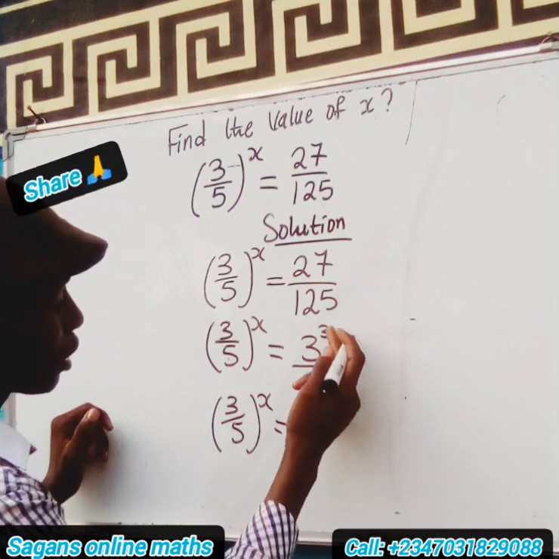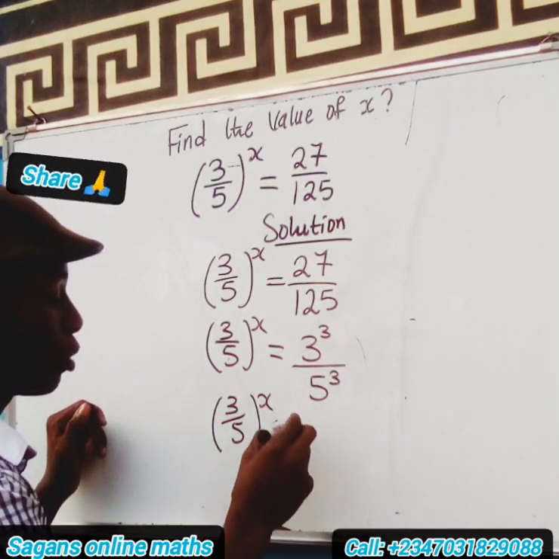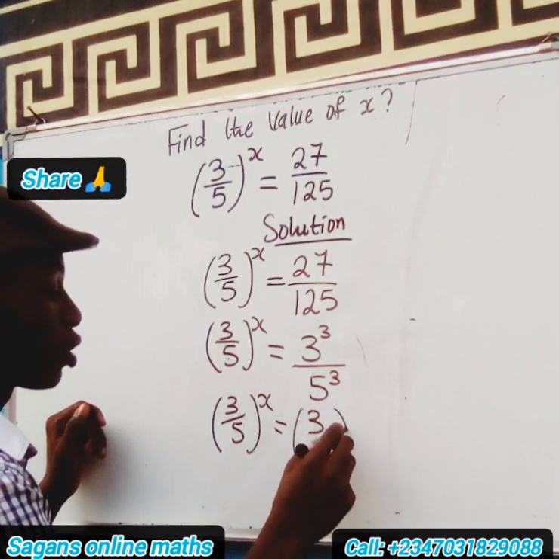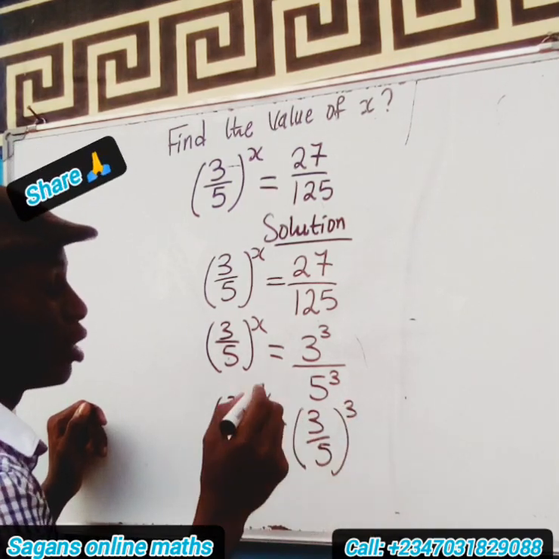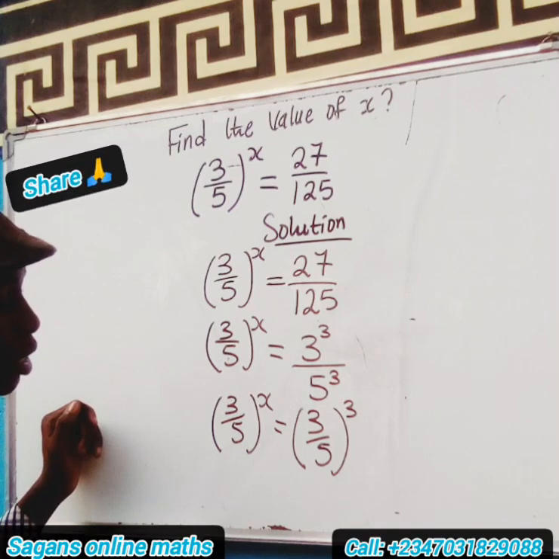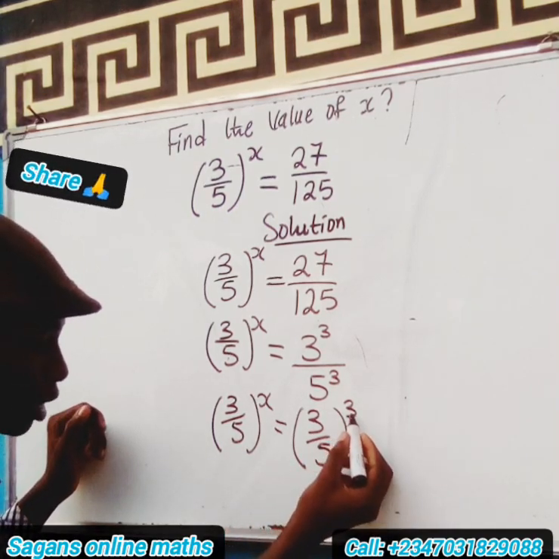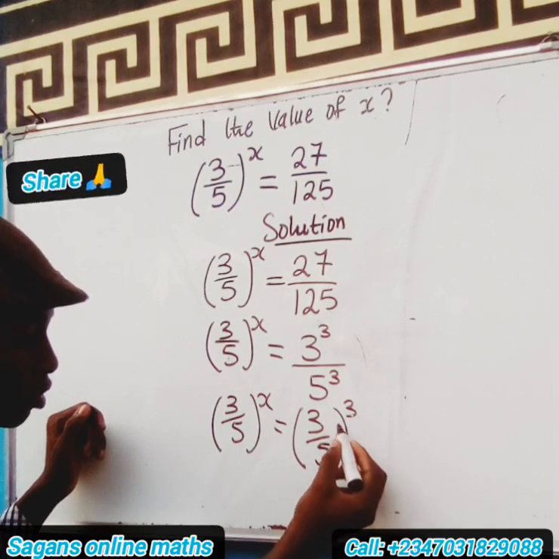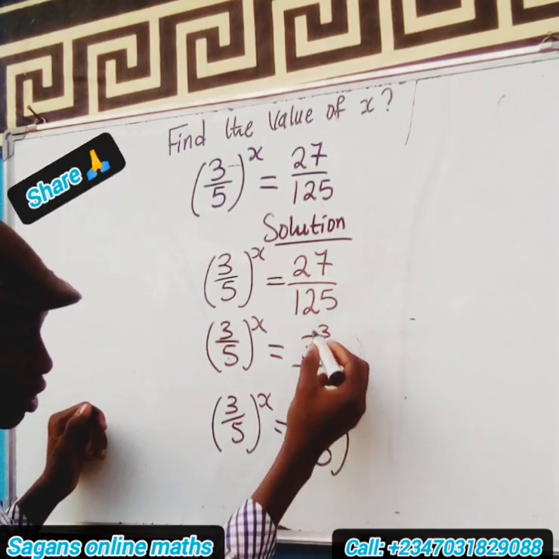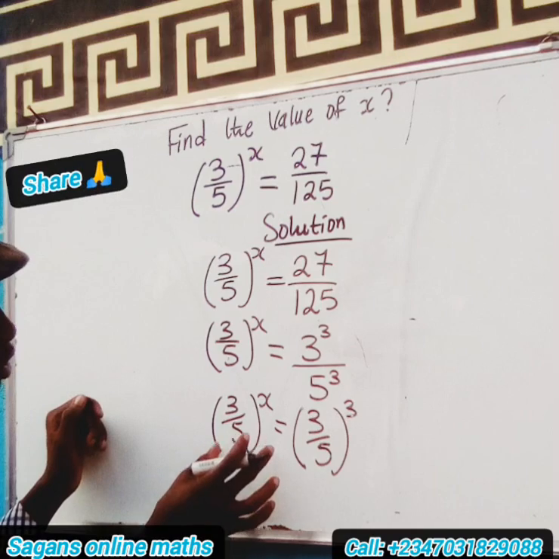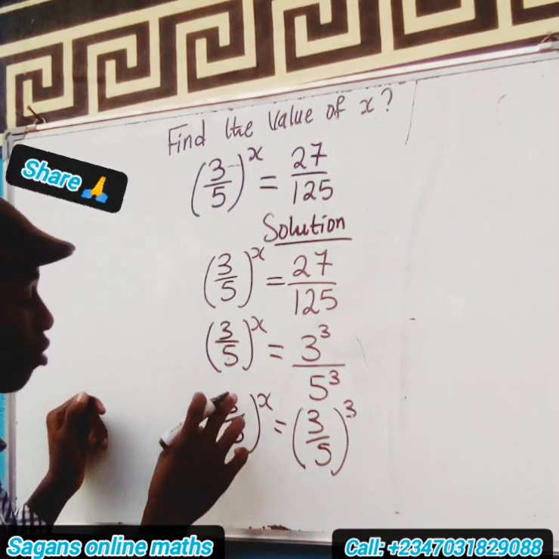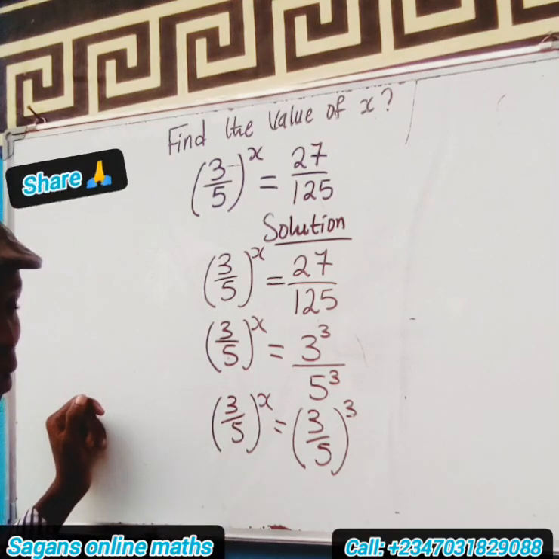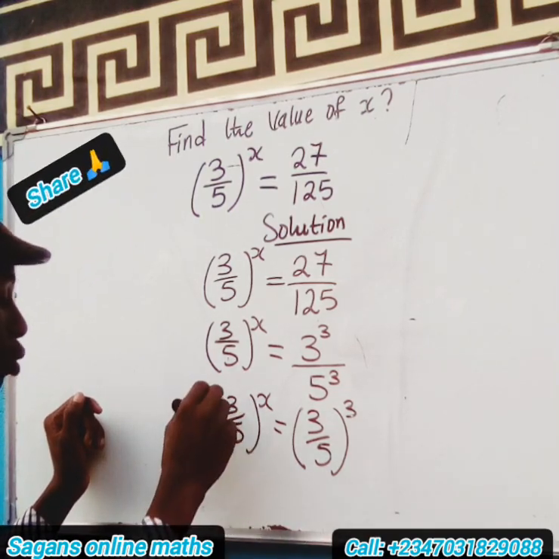Now you can see that this becomes (3/5)^x equals something. Since I have the same index, I can open a parenthesis and write (3/5) all raised to the power of 3. This index affects both the numerator 3 and the denominator 5. So we have the same bases on both sides: 3 divided by 5 and 3 divided by 5. So we just equate the powers, since the bases are the same.